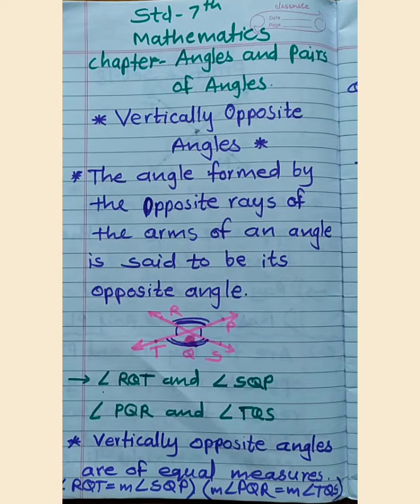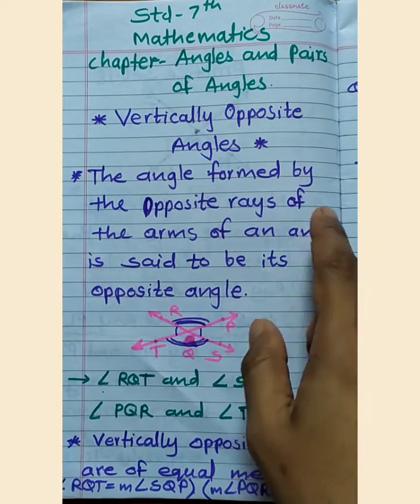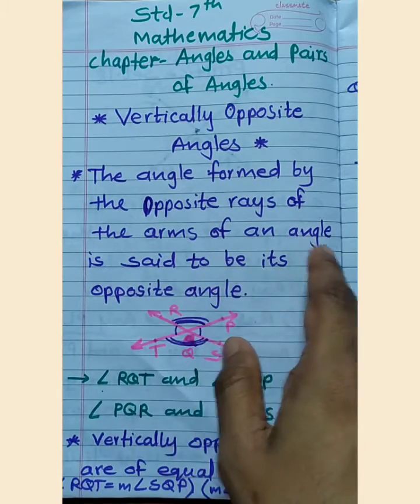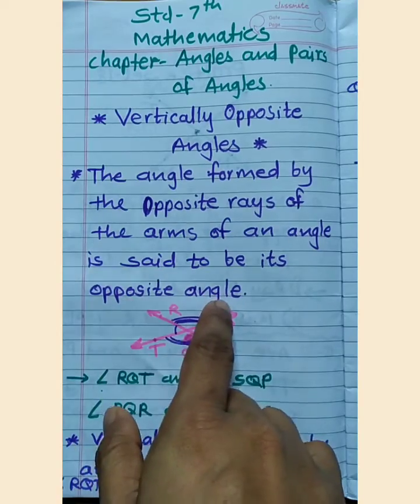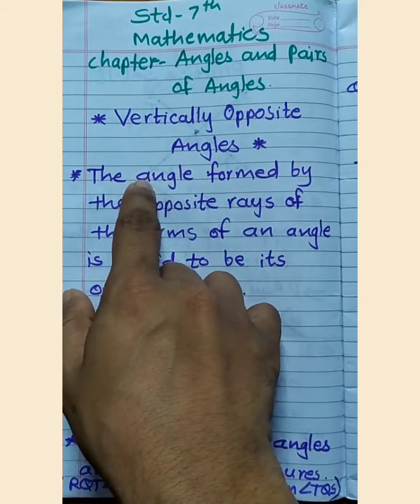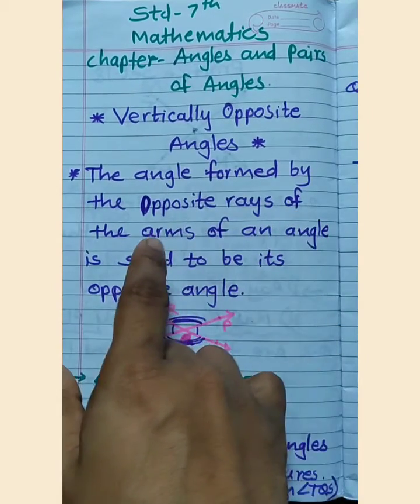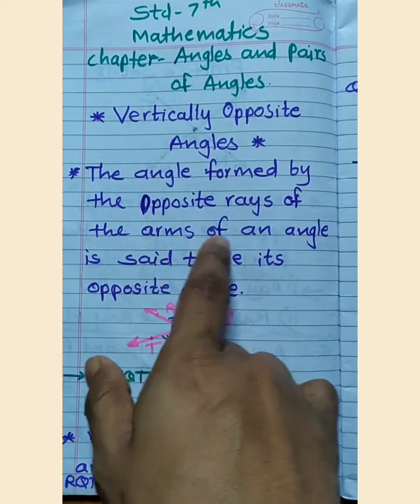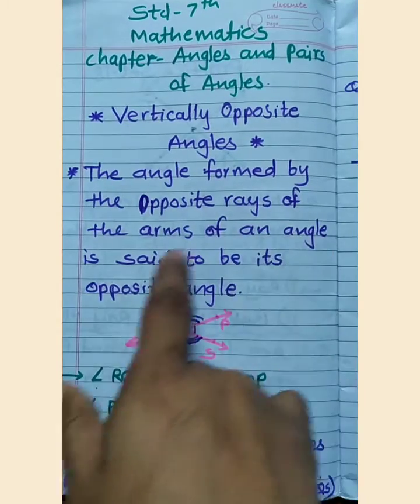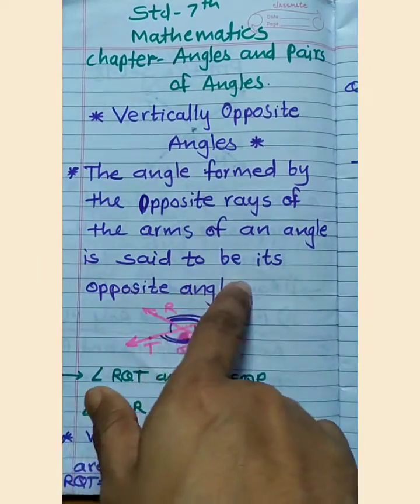Standard 7th, Subject Mathematics, Chapter Angles and Pairs of Angles. In this video, we are going to learn vertical opposite angles. The angles formed by opposite rays of the arms of an angle are said to be its opposite angles.